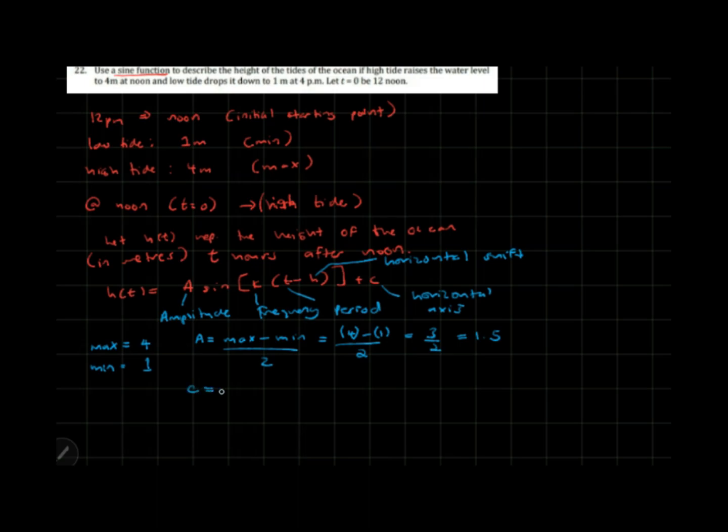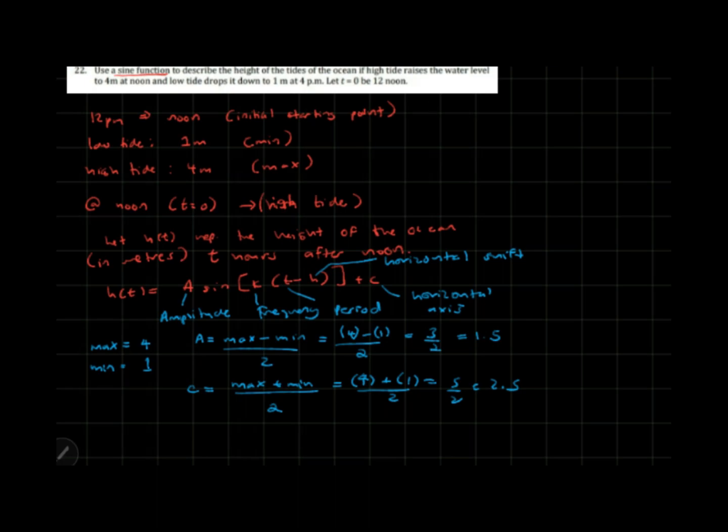The horizontal axis, c, is the maximum plus minimum over 2. It's the midpoint between the maximum and minimum points, which is basically 4 plus 1 over 2, which is 5 over 2, which is 2.5. Okay, so this is your horizontal axis, this is your amplitude. You can discover both of those by using the maximum and minimum points.